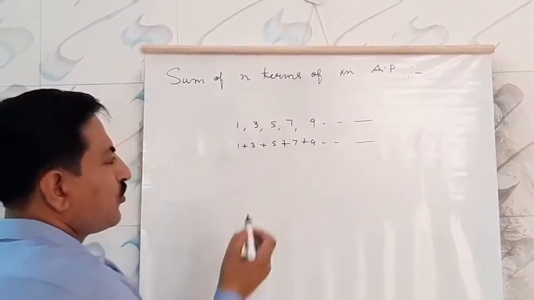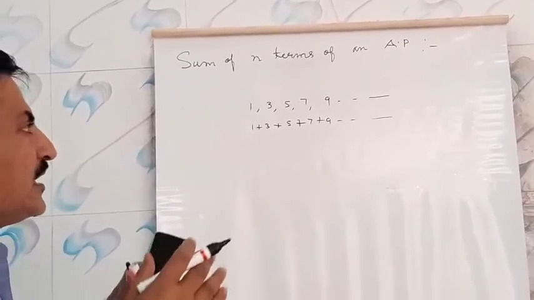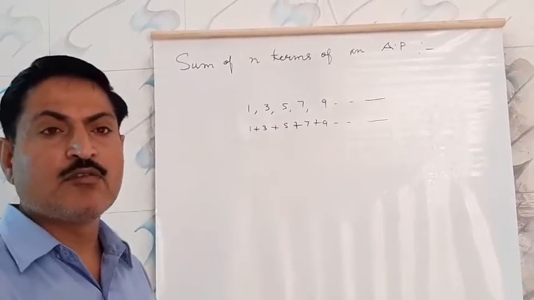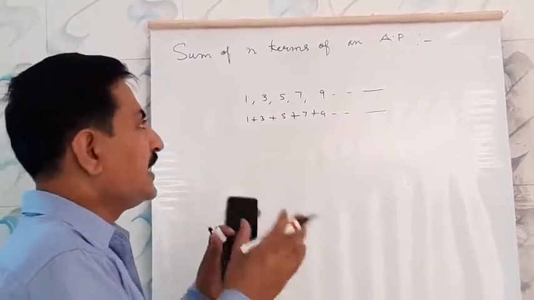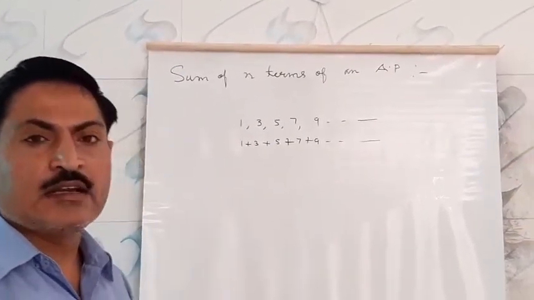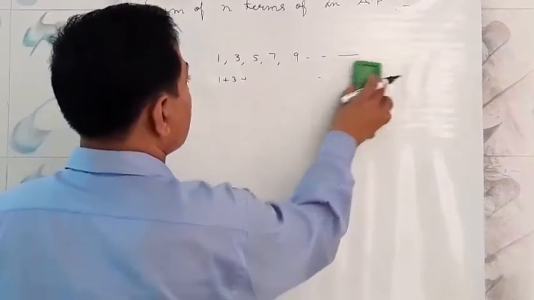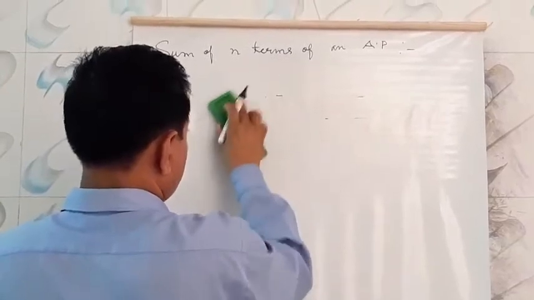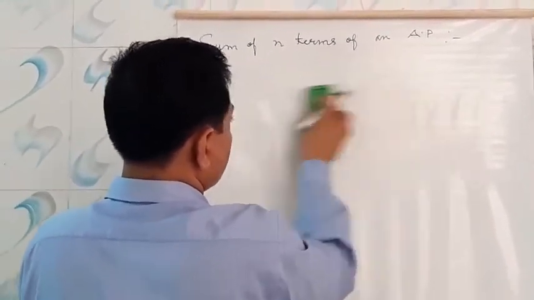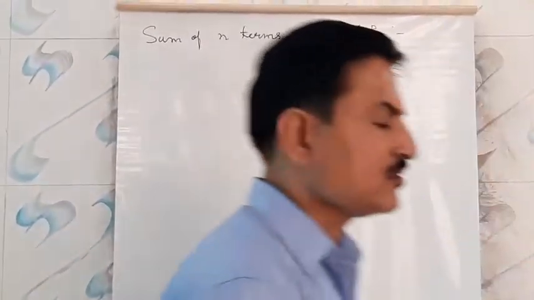If there are 4-5 numbers, we can easily add them and get the answer. But if there are more than 100 terms, more than 50 terms, more than 20 terms, and the numbers are big, and you have to find the sum of the terms, then there is a formula for that. You will see how that formula is derived. First you will see the formula derivation, and then we will use that formula to solve.